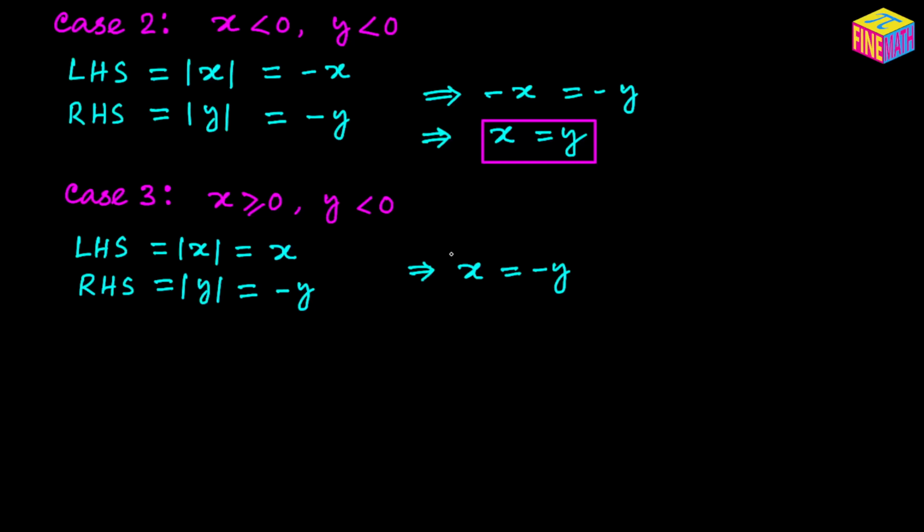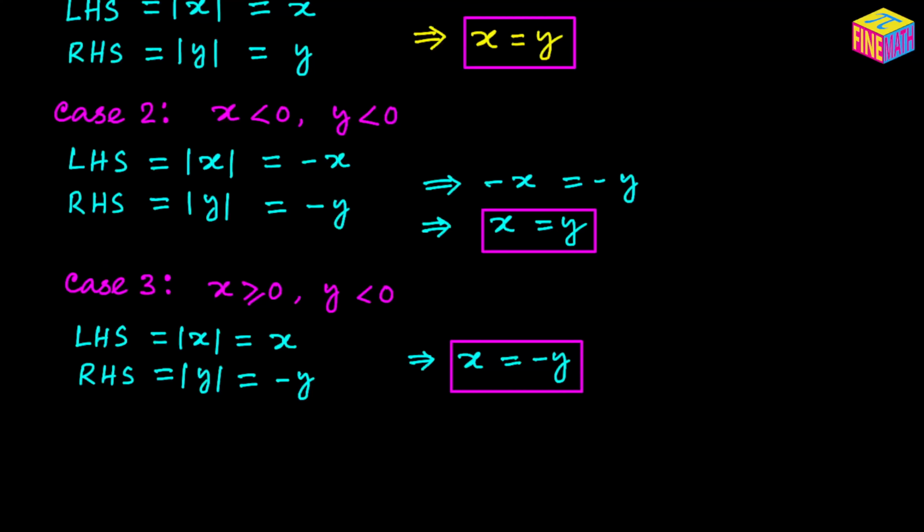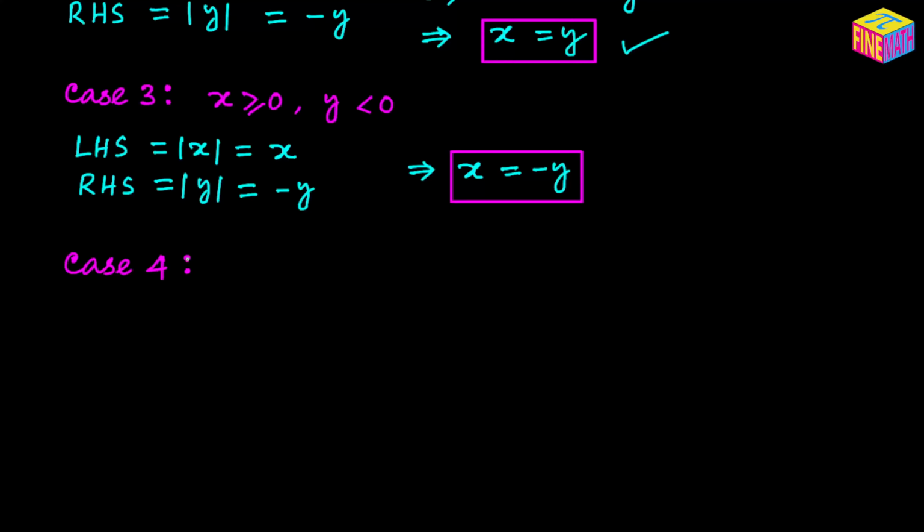Let's highlight that. So in the first two cases, as you can clearly see, we saw that, well, if modulus of x is equal to modulus of y, then x is equal to y. In the first two cases we could see that x would be equal to y. Now in the third case we are seeing that x can also be equal to negative y, right? So now let's take the fourth case. In the fourth case we are going to take x as negative and y as non-negative. So here what would be the left hand side?